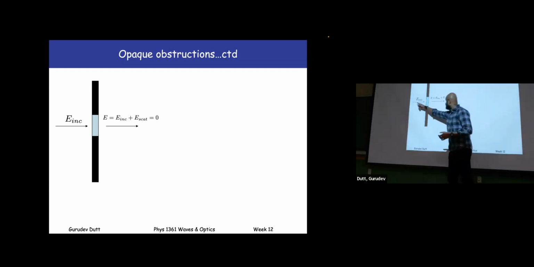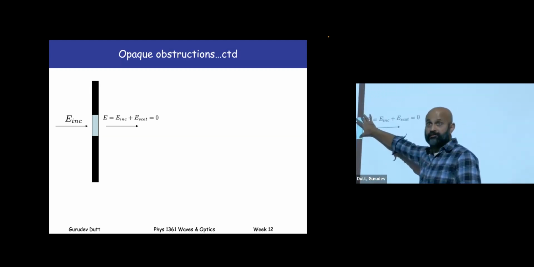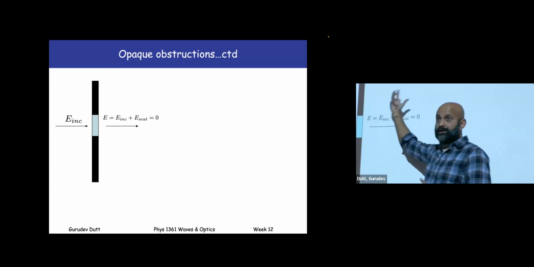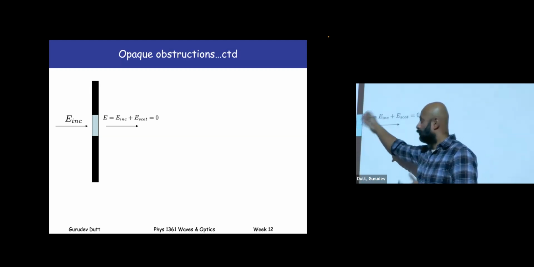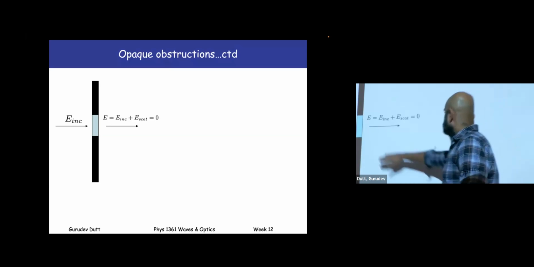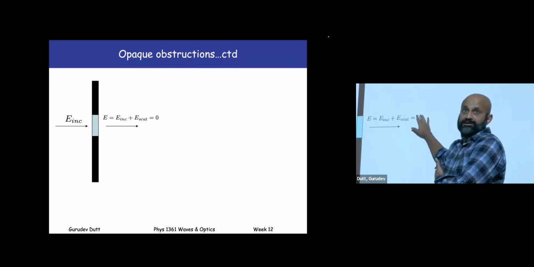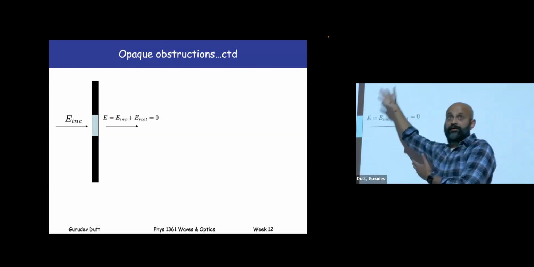like this. I have an incident field, and then I have this metal screen or opaque obstruction, and I'm focusing in on this one region here, which is where I'm going to remove the opaque obstruction later to make a hole. I'm going to argue that the total field beyond this obstruction is 0 because the obstruction is there, right?